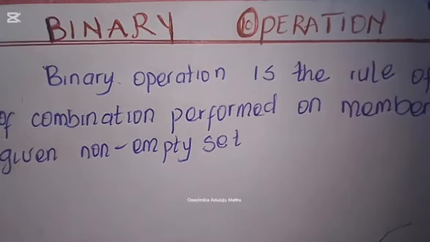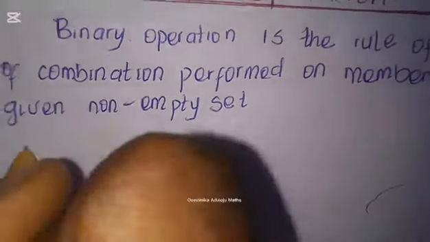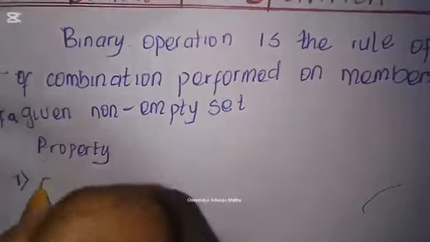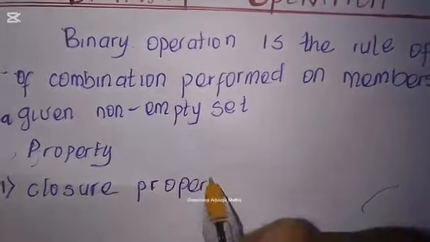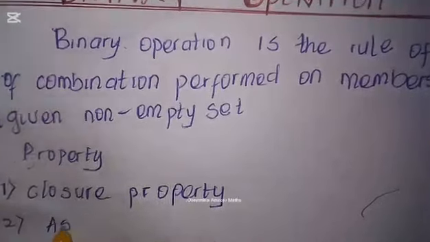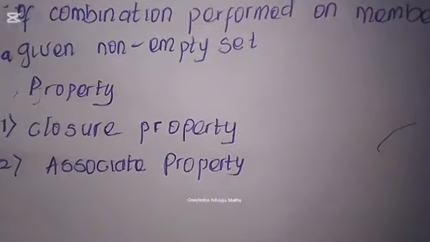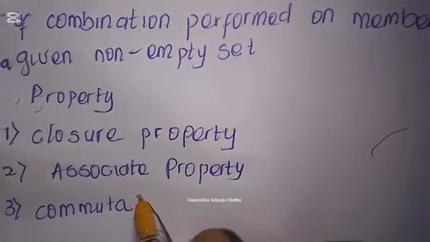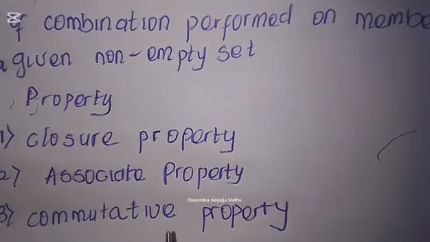So now we're going to be moving on to the properties of the binary operation. I'm going to be treating three properties: the closure property, the associative property, and the third property is the commutative property. But for this lecture, I'm going to be treating closure property.